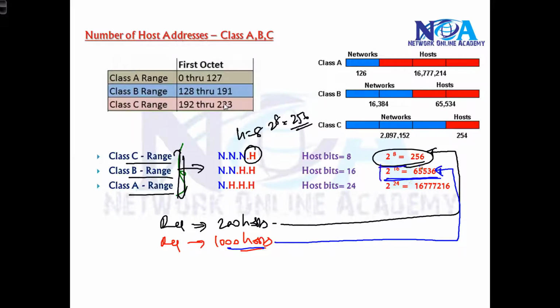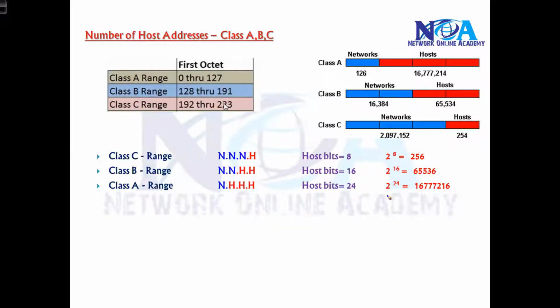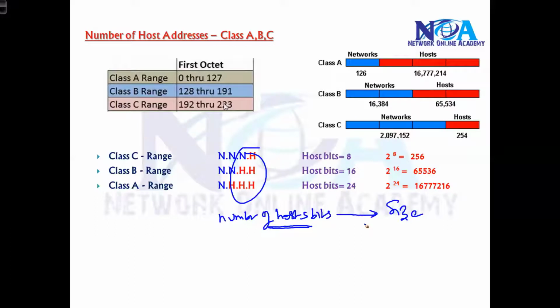So B class supports 2 to the power 16 addresses because we have 16 host bits. So you can see there are 2 network portions and 2 host portions. So the size of the network is dependent upon the number of host bits. The more host bits we have, the bigger the size of the network.